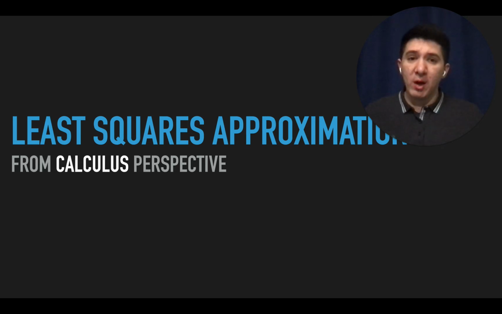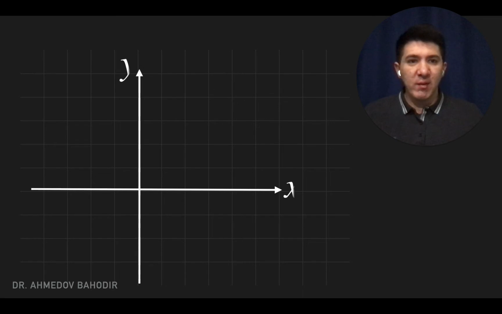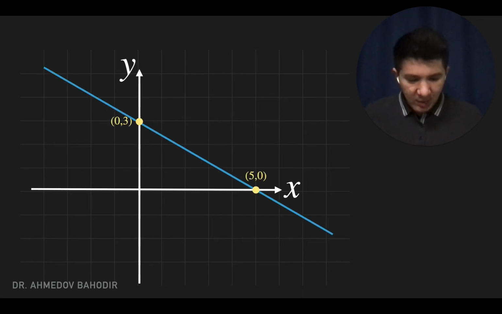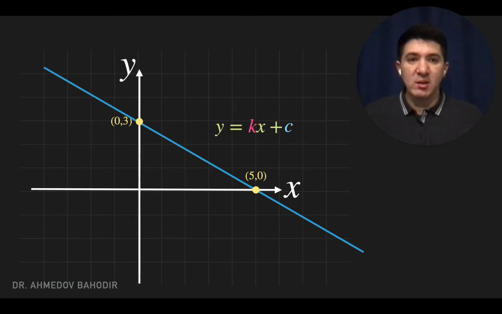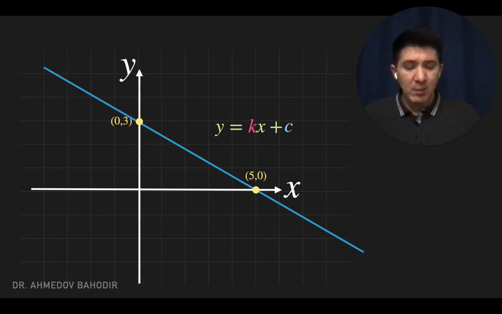So let's start by discussing what the problem is. Let's say you are given 2 points on the rectangular coordinate system, and you would like to figure out the equation of a line which is passing through these 2 points. The equation of any line is going to be in the form of kx plus c, for example, where k and c are constants. What you have to do is figure out what k and c are. If you're given 2 points, you can easily find, for example, the slope of the line.